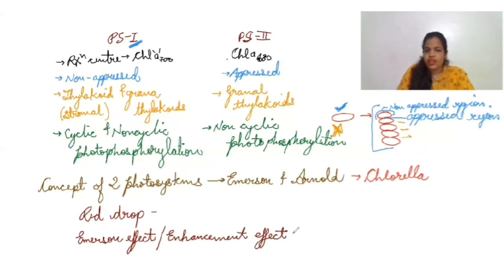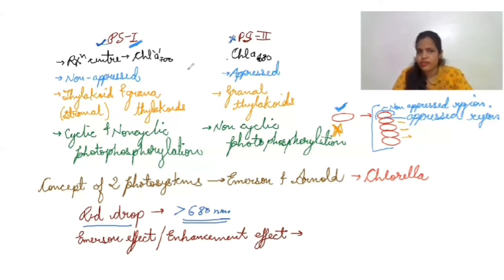Concepts. Now, when these people were working, they saw that when they used just wavelength of light above 680 nanometer, the outcome of photosynthesis was very low as compared to the normal production. So they saw a drop in the production. They gave the term red drop. It is seen when the wavelength of the light is above 680 nanometer. And when above 680 nanometer wavelength is given, only PS1 remains functional. PS2 becomes non-functional. Clear? That's how they gave these concepts of photosystems.